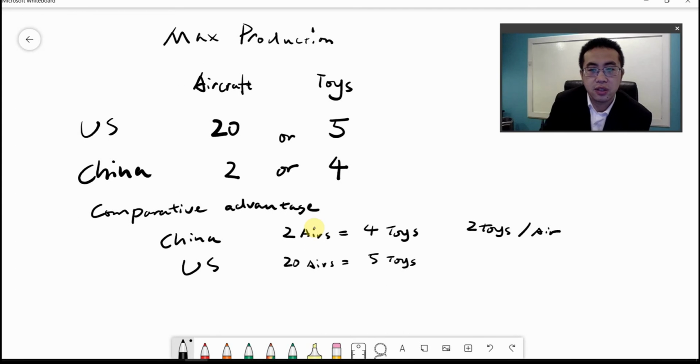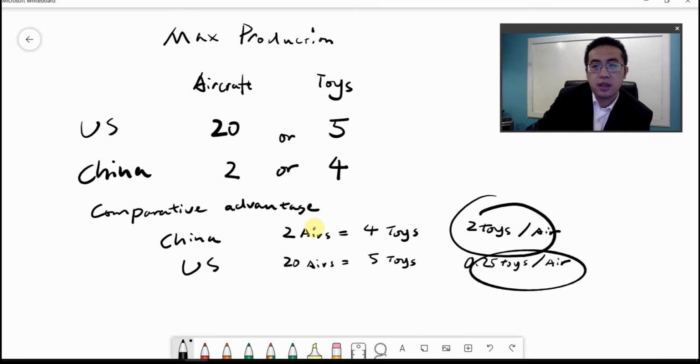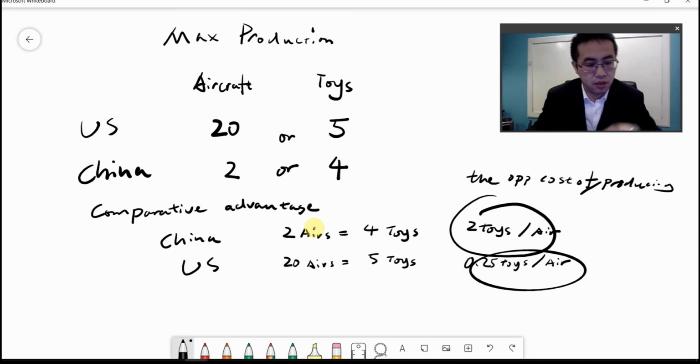Alrighty, and for the U.S., 20 aircraft would consume the same resources as 5 toys, so this is 0.25 toys per aircraft. Okay, so for China, if it wants to produce aircraft, then they have to sacrifice 2 toys. And for US, if they want to produce aircraft, they only need to sacrifice 0.25 toys. So what are these? These are the opportunity cost of producing aircraft.